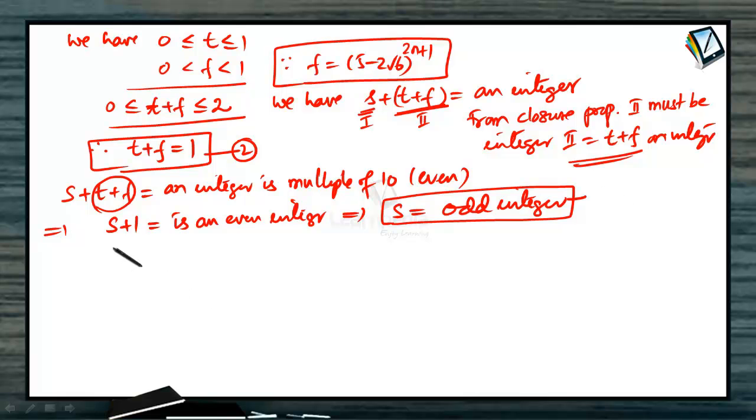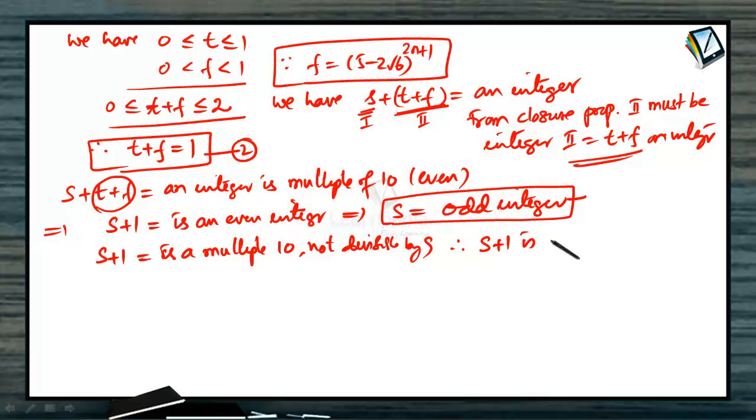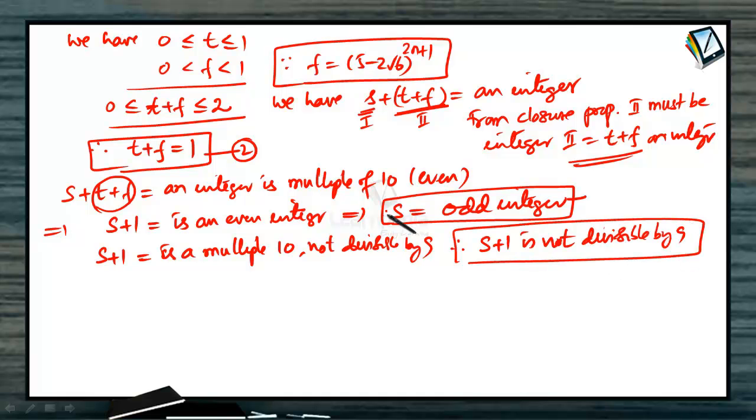Next what we have is s plus 1. Let us find out whether s plus 1 is divisible by 9 or not. Here s is an odd integer, that is s plus 1 is an even integer. S plus 1 is an even integer, it is obviously a multiple of 10. So s plus 1 is a multiple of 10 which is not divisible by 9. So the conclusion is s plus 1 is not divisible by 9. This is the second conclusion. The second option is also correct.